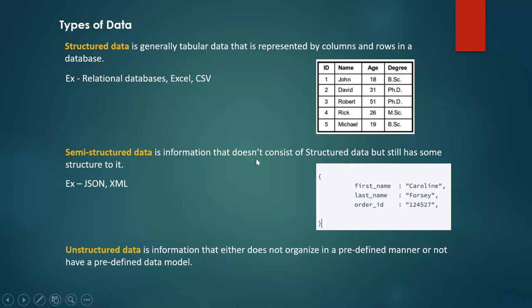Also we have unstructured data. The data is not organized in a predefined format or doesn't have a predefined data model. Examples of that are image files or video files. These don't have any kind of format, we cannot read them. So those are the examples: image and video files.